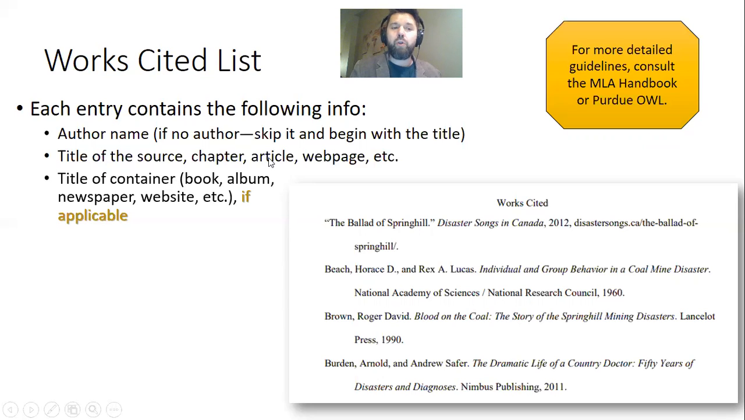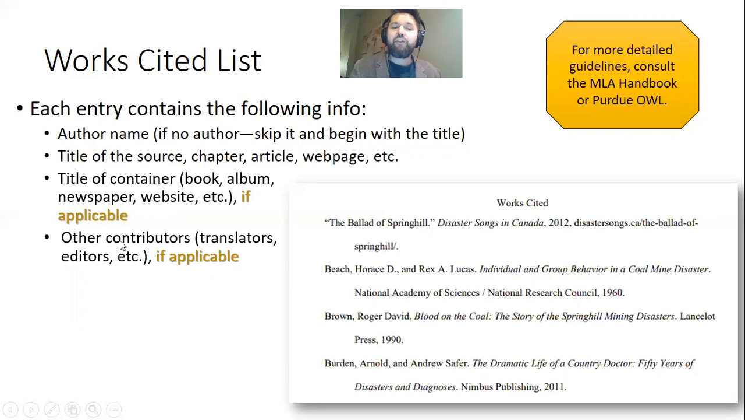If you've got an article in a newspaper or in a magazine, the article title would appear first, and the title of the newspaper or magazine would appear second. If you've got a web page or a website, which you guys might have for this class, that web page is going to go first. That's the individual page on the site, right? And then the website title would go second.